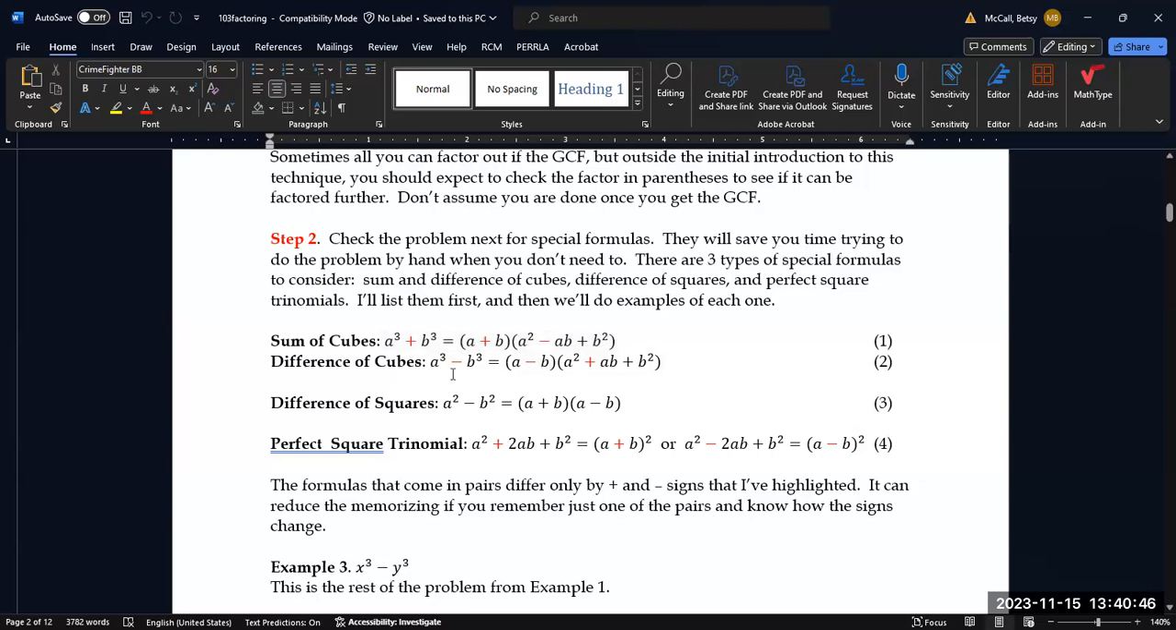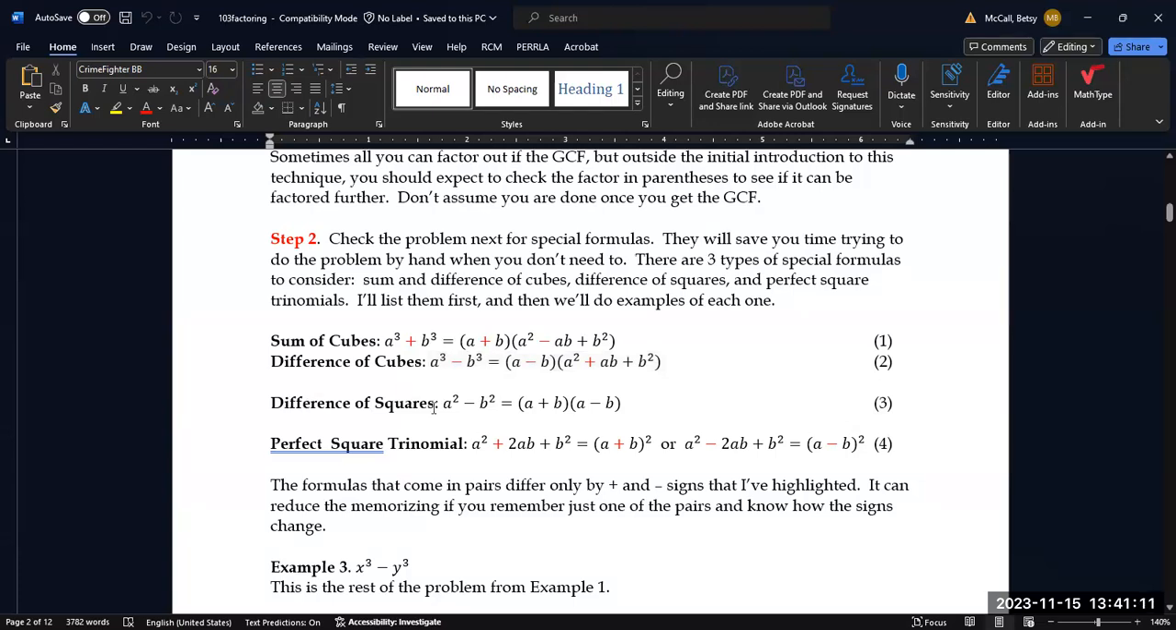In the difference of cubes, we have a cubed minus b cubed, and the first factor would then be a minus b, which matches the original sign in the binomial expression. And then in the second factor, a squared plus ab plus b squared. And again, notice that the middle term and the first factor have opposite signs.